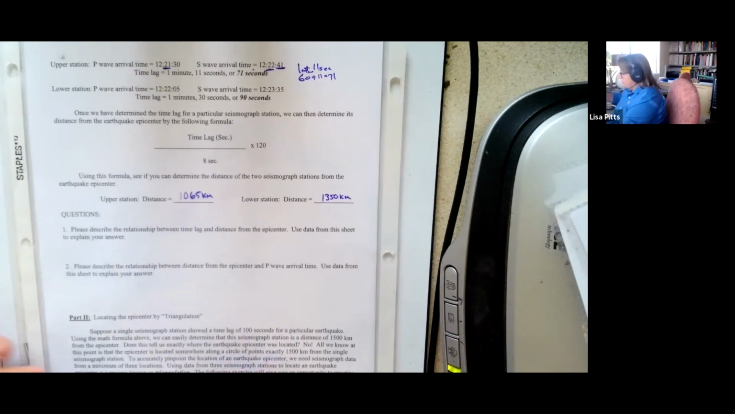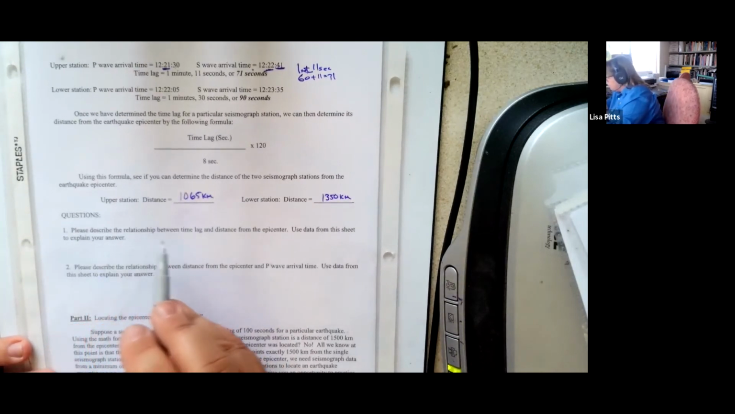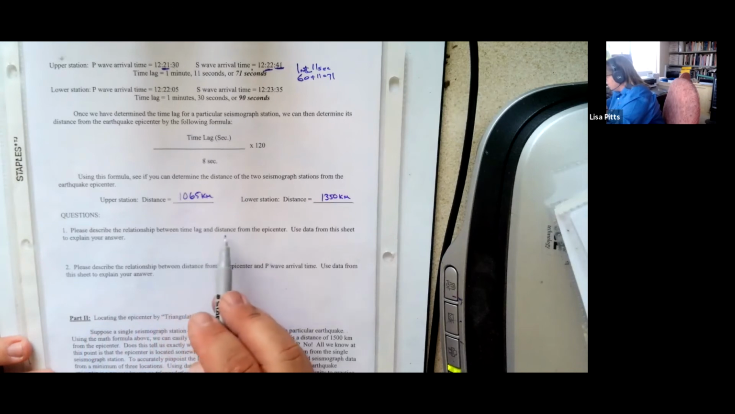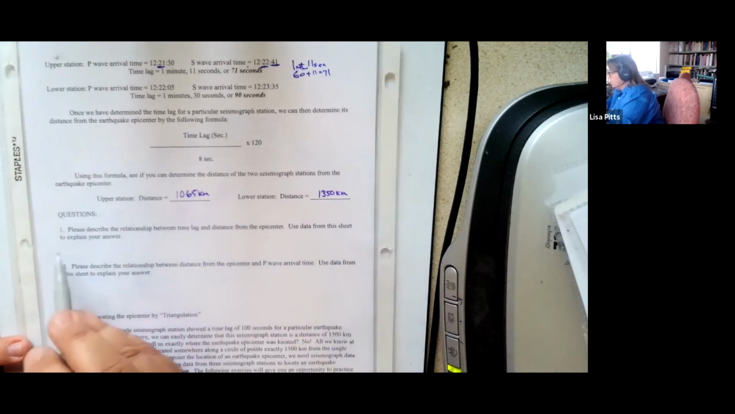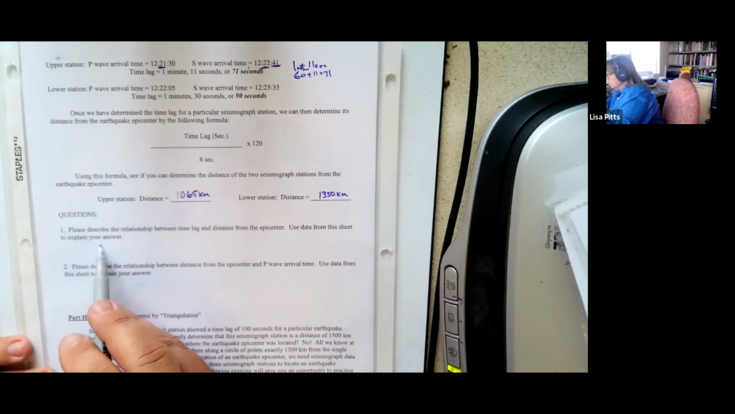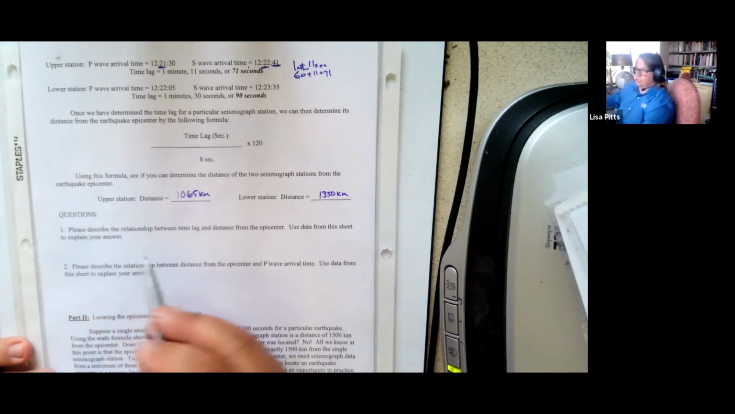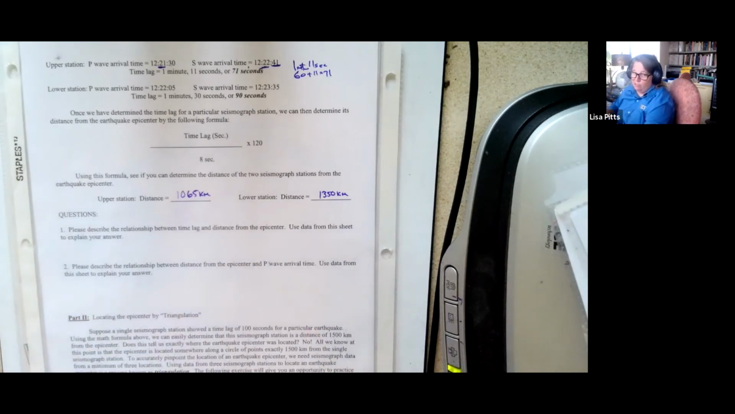All right, so now please describe the relationship between time lag and distance from the epicenter. Use data from the sheet to explain your answer. Well, I don't want to just give you the answer. I mean, I could, but I don't feel like anybody's learning if I just tell you the answer. Does anybody want to try for the answer, or do you want me to just give you the answer?